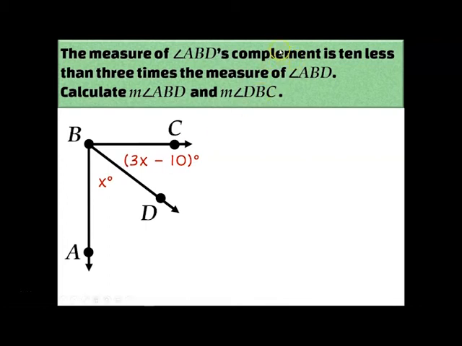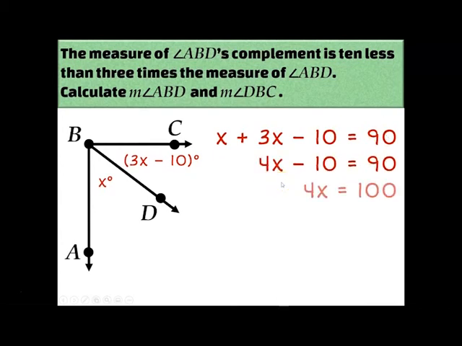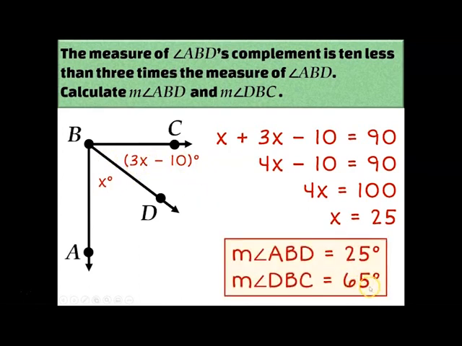And since I'm told the word complement, ABD's complement is 10 less than 3 times the measure of angle ABD. Complement means they add up to 90. So I can take these two variable expressions, add them together, and set it equal to 90. Combine like terms, add 10, divide by 4, and I get x equals 25. So that means that the measure of angle ABD is 25 degrees. To figure out the measure of angle DBC, we can plug in 25. 3 times 25 minus 10 gives me an answer of 65.